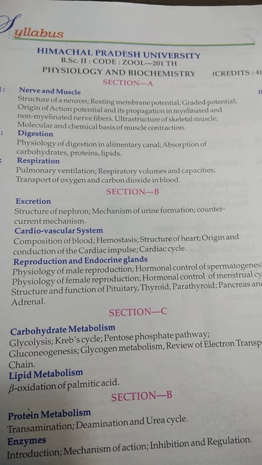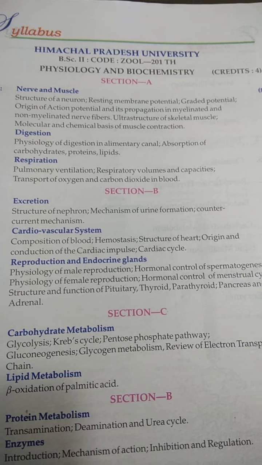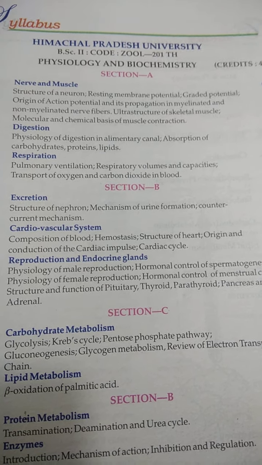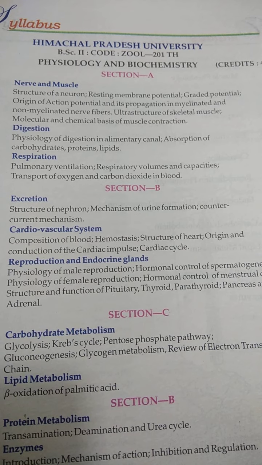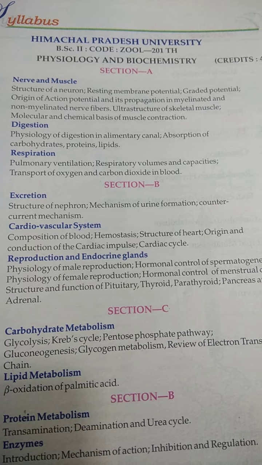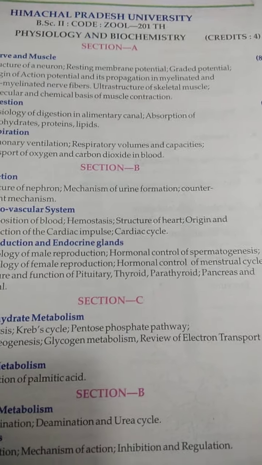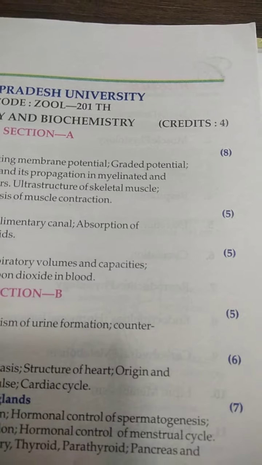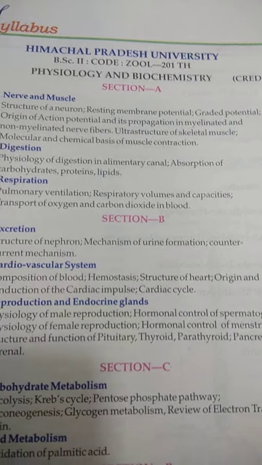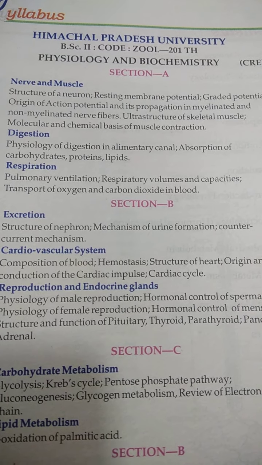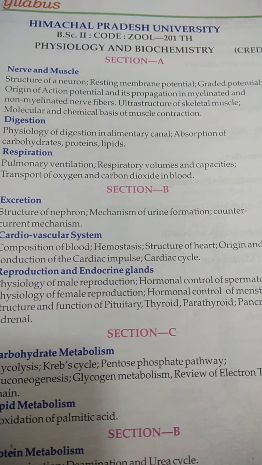In this class, we have two papers, as you already know. The first one is Physiology and Biochemistry, and its code is ZUL 201TH. The credits you are going to earn for this are 4 credits, and the syllabus, as you can see in this Physiology and Biochemistry paper, has 4 sections.